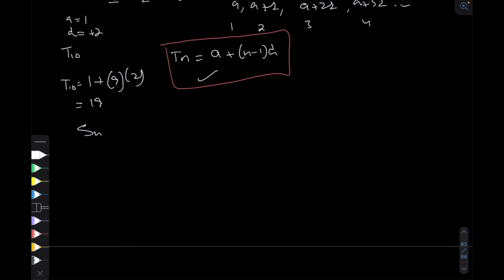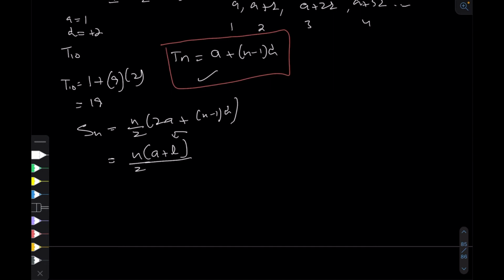Sn, for any Sn, there's actually two formulas. One is n over 2, 2a plus n minus 1 d. This is the first formula, and the second one is n over 2 times a plus l, where l is basically the last term.